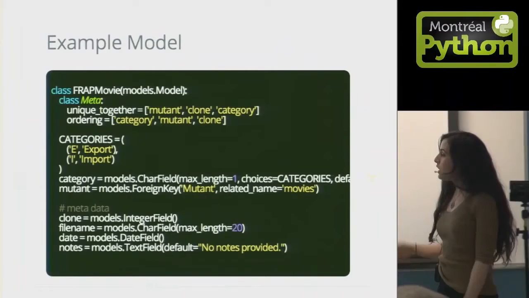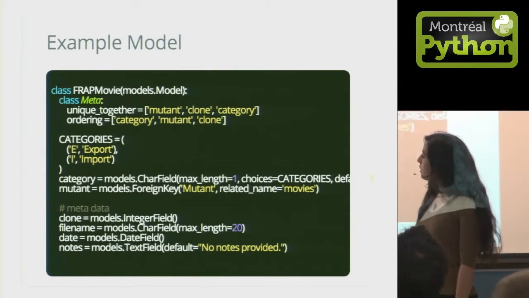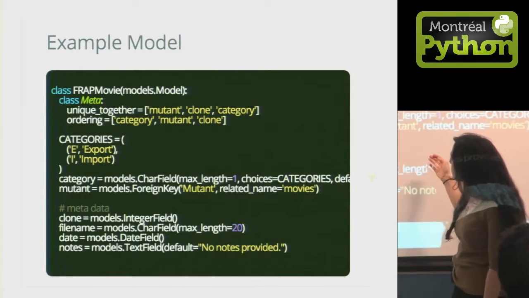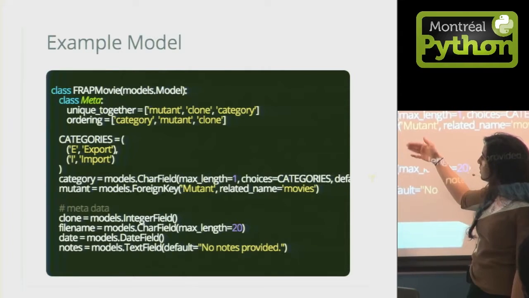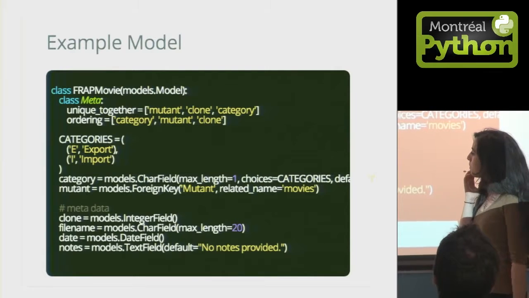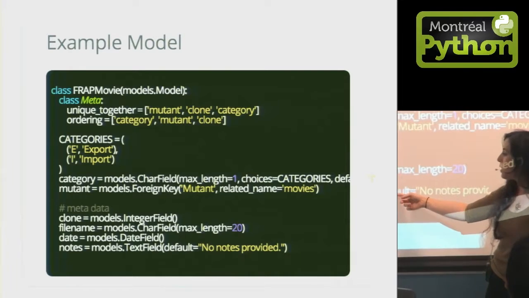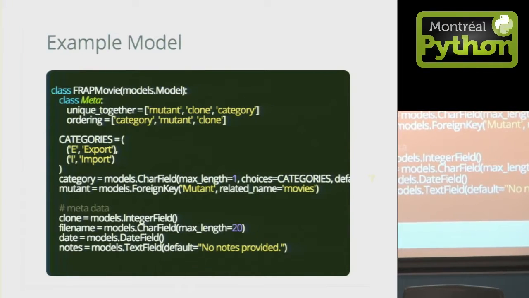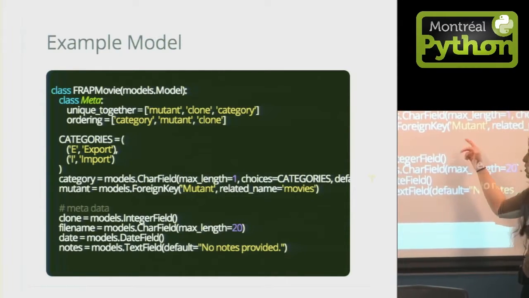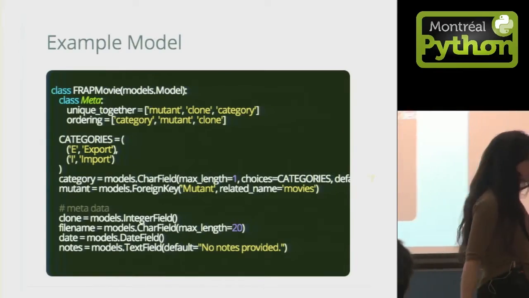So for example, for each movie, I have a class, and the metadata problem here is resolved since I can assign the metadata to different fields of the class. So for example, here's the date, here are some comments. I can also link it to another class, which is mutant. So here you have a foreign key. Stuff like that.